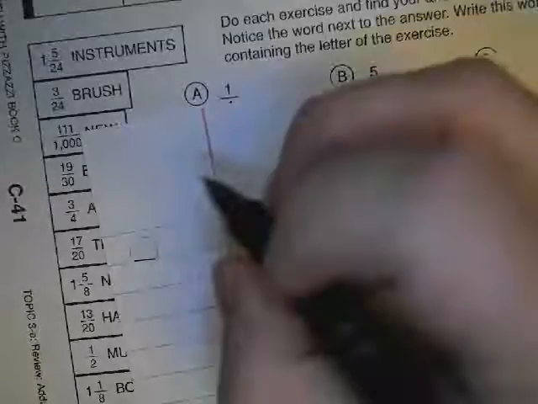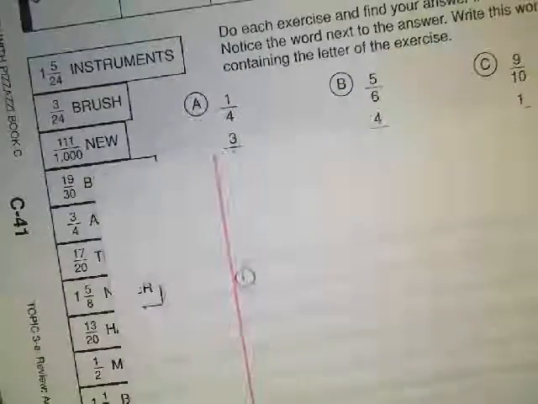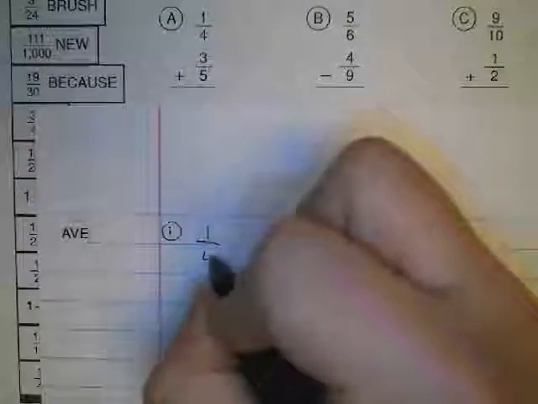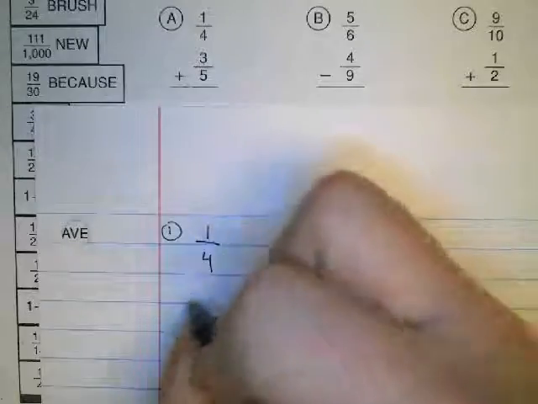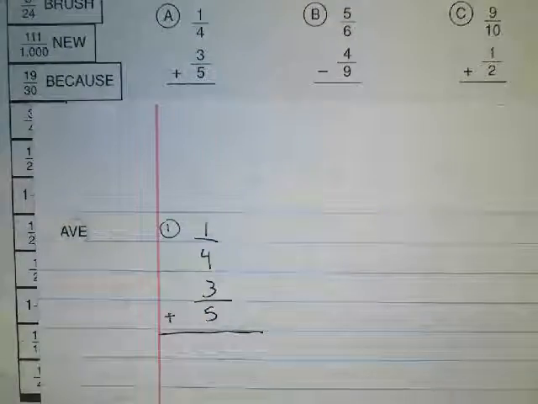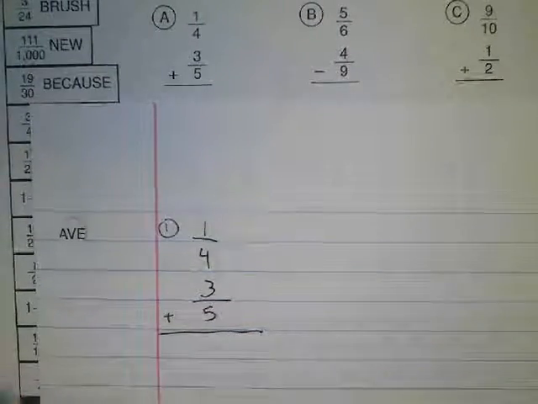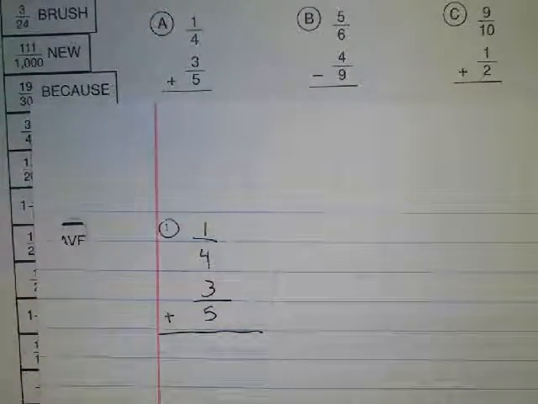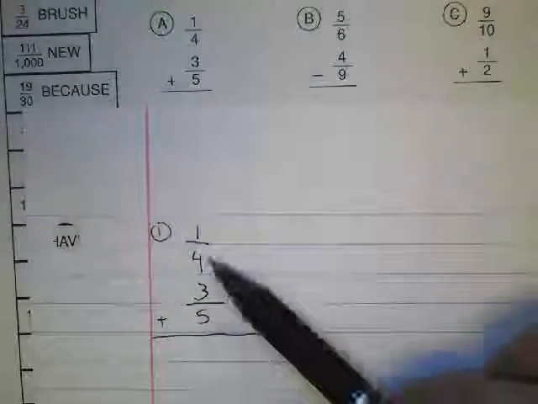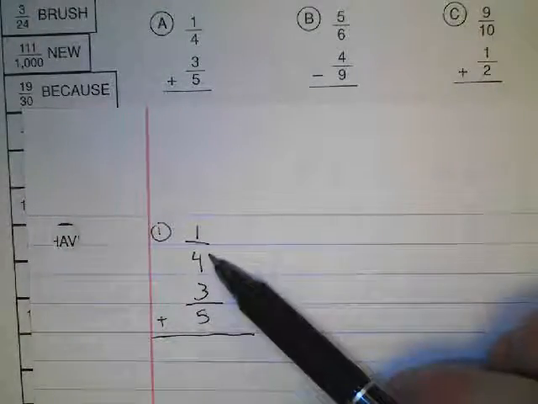So we'll start with number 1. We're going to do 1/4 plus 3/5, and we're going to copy it just like we have it right there, like so. Now, the way we're going to do these is we need to first have a common denominator. So the 4 and the 5 need to be the same number. That bottom number has to be the same.